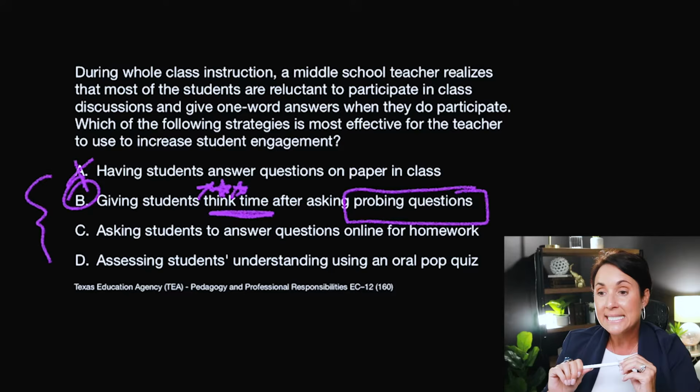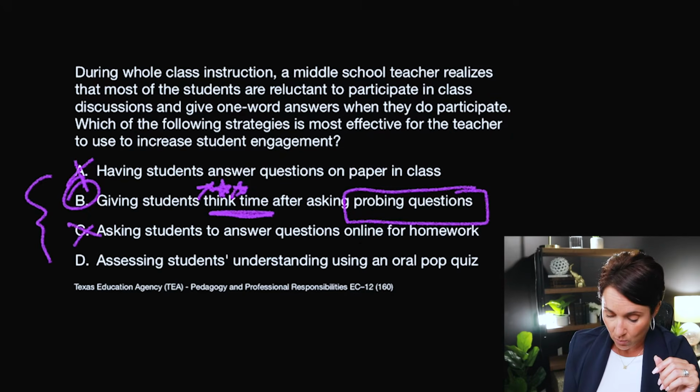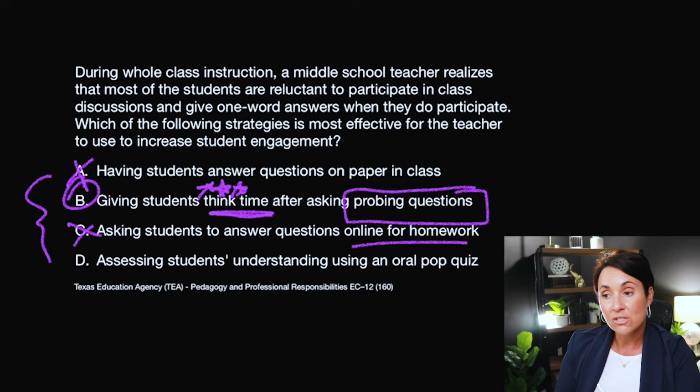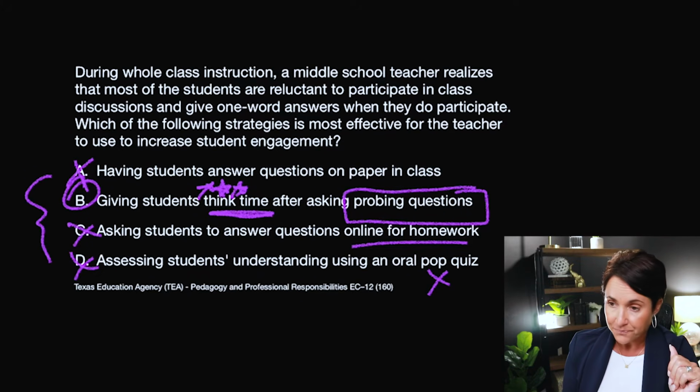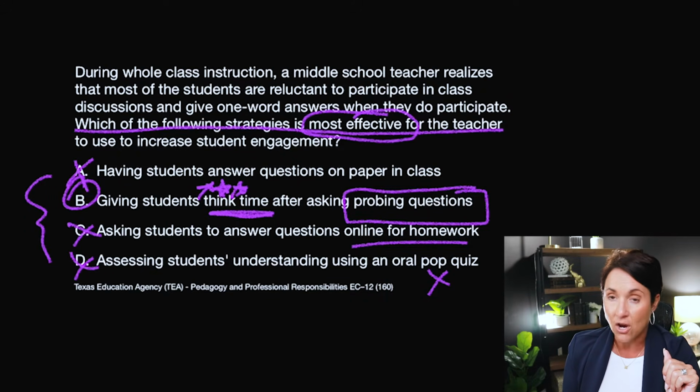I love B. C, asking students to answer questions online for homework. No, homework. Online for homework is not the right answer on this test. D, assessing students' understanding by using an oral pop quiz. Oral pop quiz is not a good answer here, so we want to take that off. And it looks like B is my best answer, but let's read the question stem and then read the whole question. We have, which of the following strategies is most effective, remember that strong language, most effective for the teacher to use to increase student engagement?